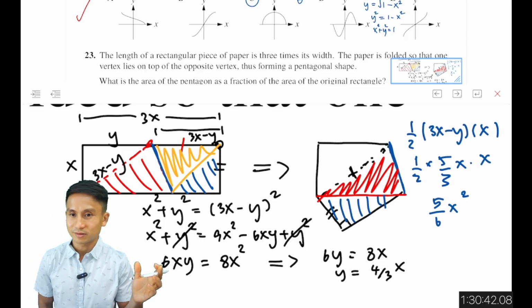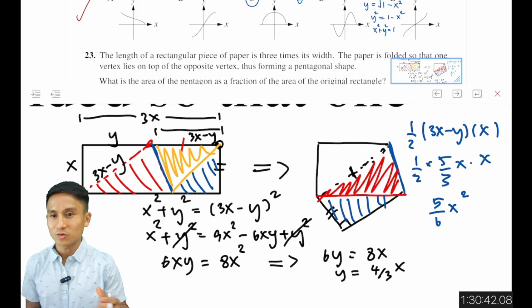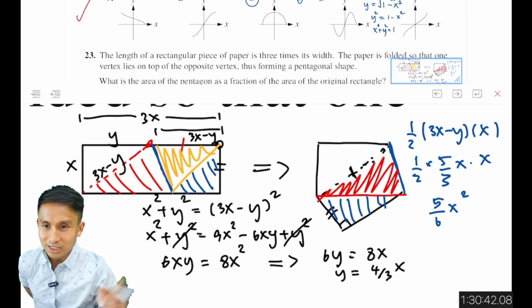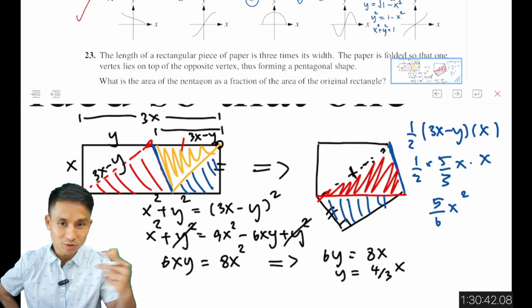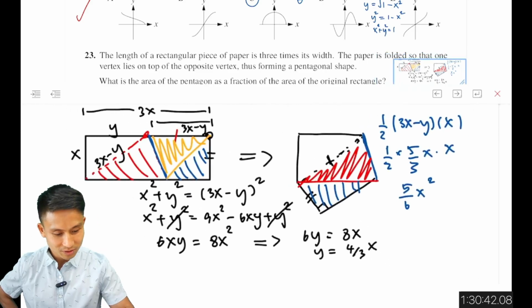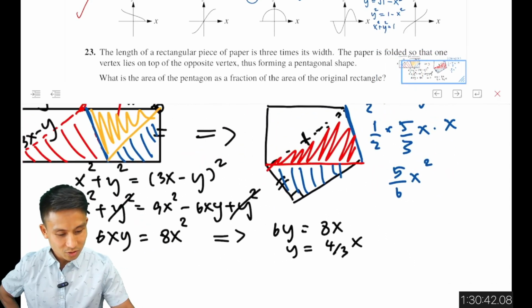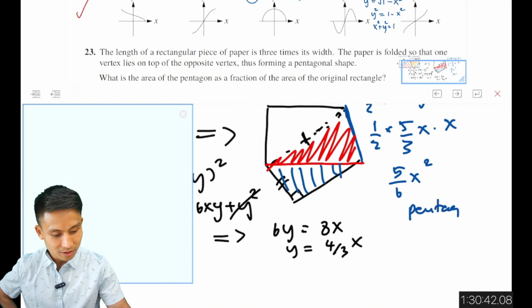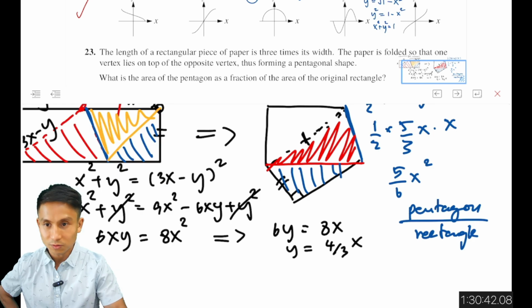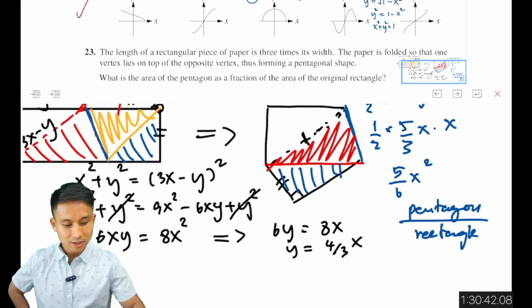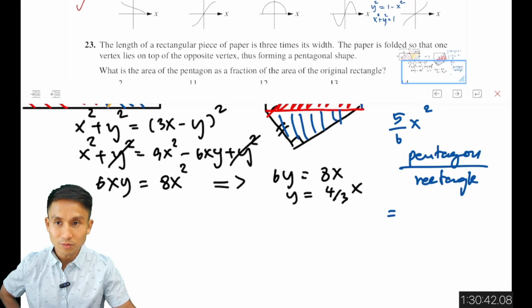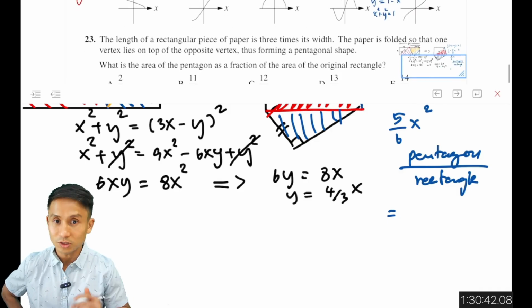But the area of the pentagon would be the rectangular area minus one of the red parts here. So let's see if I can do it here. We have to do pentagon divided by rectangle. Yeah, that's what we have to do. So pentagon would be equal to, let me keep the question up here.